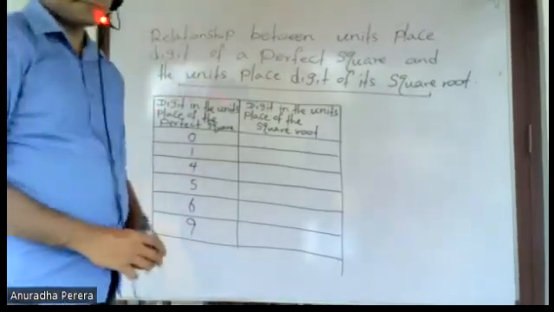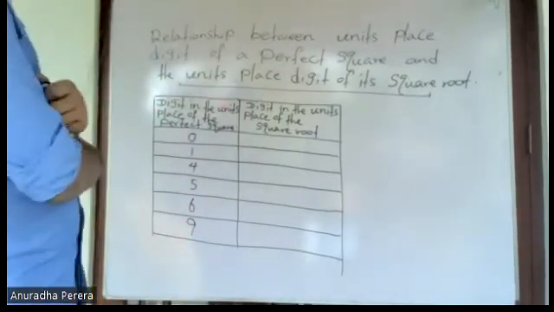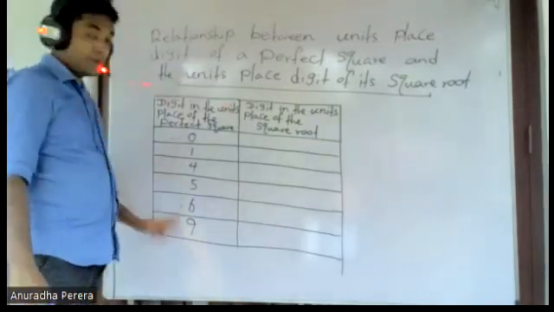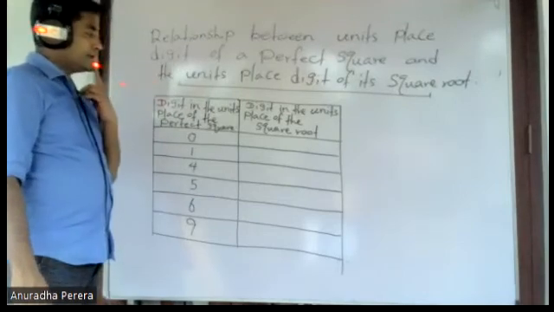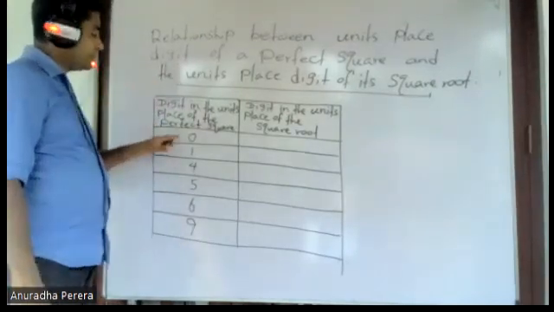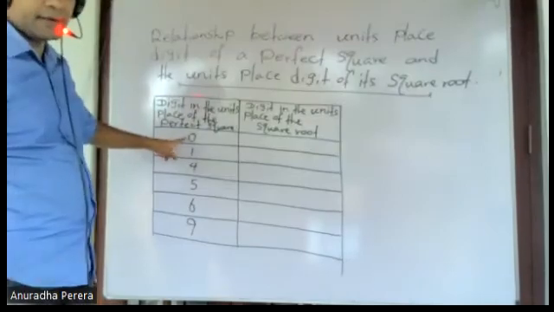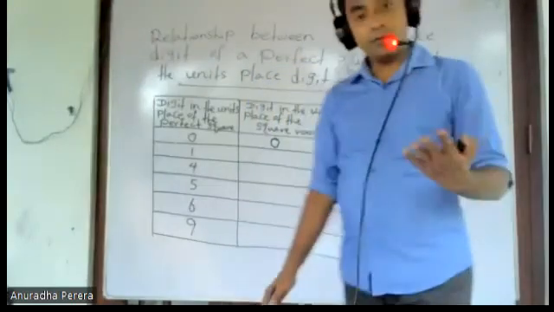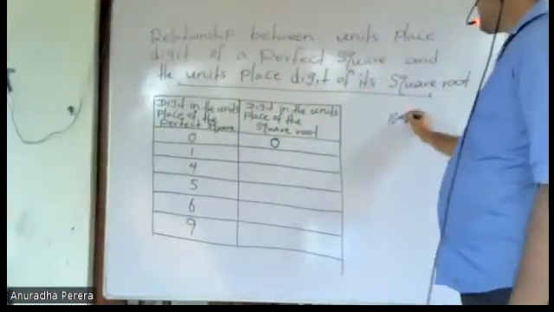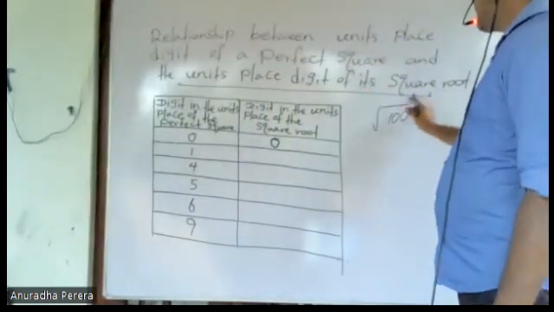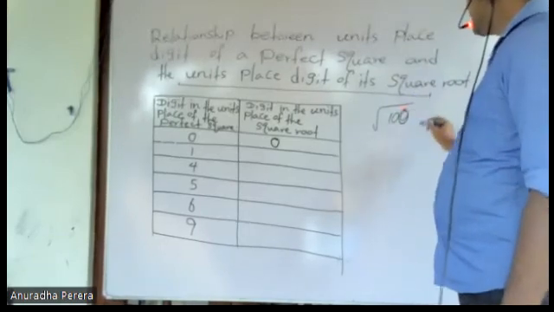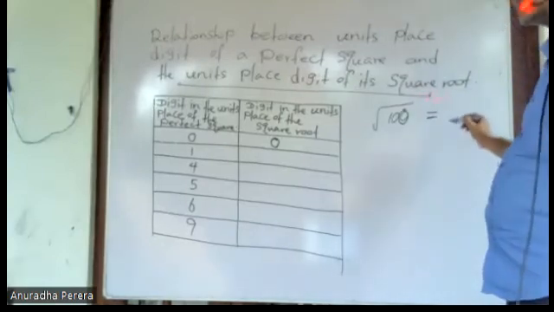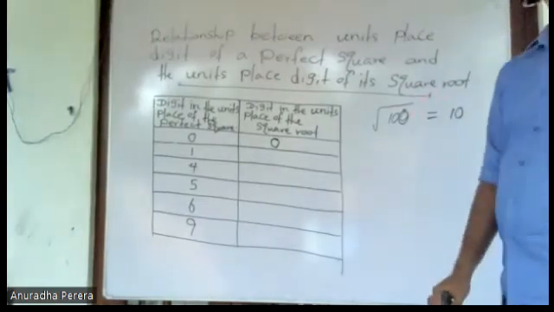Right, පුතේ බලන්න. You know the unit place digit of a perfect square is one of the digits 0, 1, 4, 5, 6, or 9. Then the digit in the unit place of the square root: if the unit place of the perfect square is 0, definitely the unit place of the square root is also 0. If you consider 100, 100 ගන්න පුතා. What is the unit place digit? It is 0. What is the square root of 100? 10. The unit place of the square root is 0.